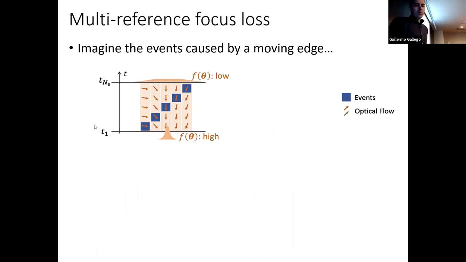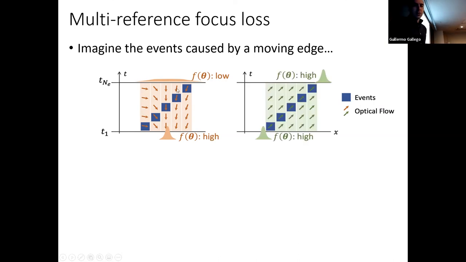Imagine that we have an edge that is moving from left to right and it triggers these blue events. And we propose to warp these events according to these orange arrows. If we warp the events to time t1, then we will have this kind of peak. All the events are accumulating here, which is okay. I guess we are motion compensating the edge. The problem is that if we warp to a different time, we don't have a sharp edge anymore. We have a blurred thing. We have a histogram where these five events have been spread out over the pixels.